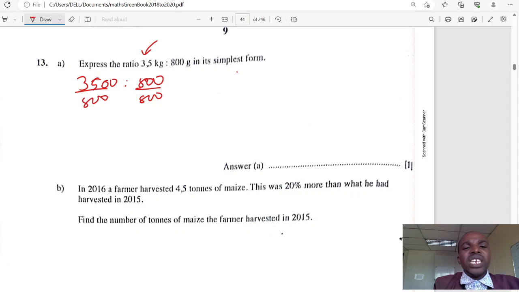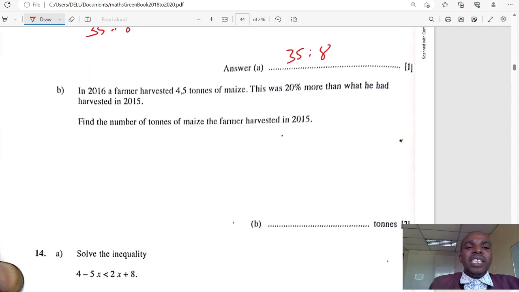So for simplest form, you can say this one divided by 800. Not 1 is to something. It's just simplest form. Take note of that part. So you just have to divide. First you can divide by 100 both sides. It will be 35 is to 8. Then is there a common factor here? No. So it will be 35 is to 8. Just like that.